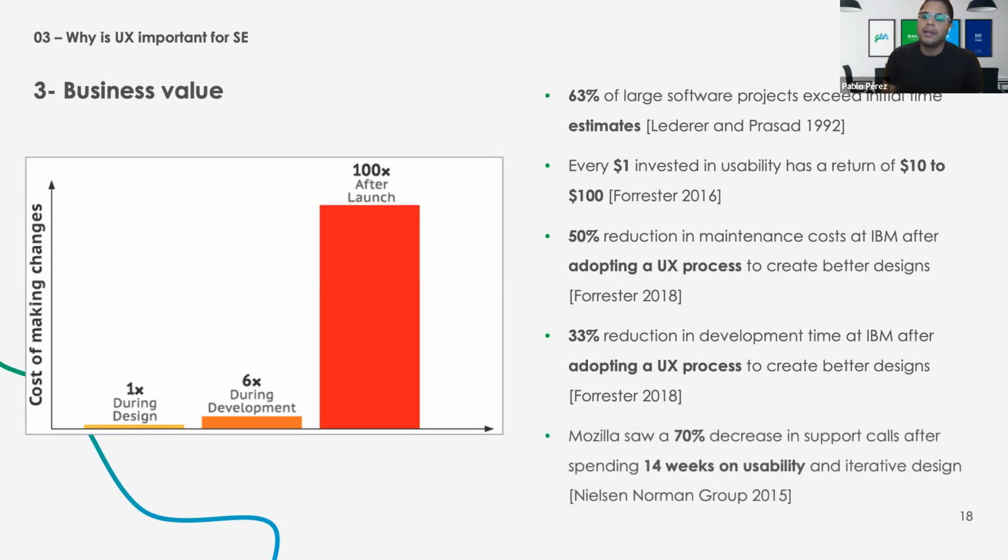And in an experiment that Mozilla ran, they did 14 weeks of usability focus. They saw a 70% decrease in support calls. This means that the product was made way more intuitive, way more usable, so people knew how to use it, and they didn't have to call the support line to ask for help. 70% decrease in support calls.